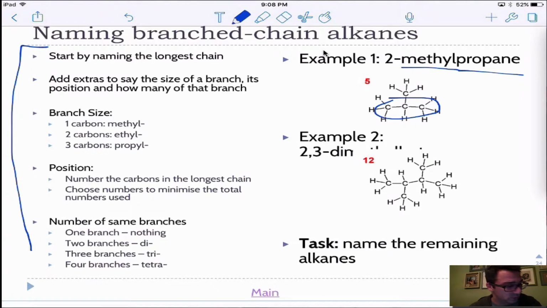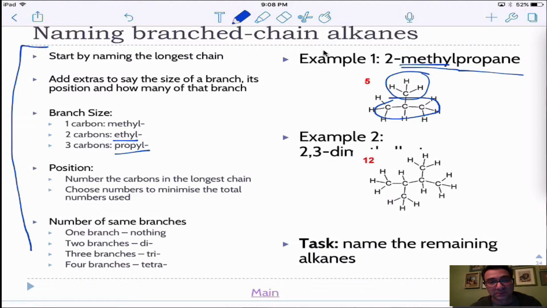But notice there's 1 carbon hanging off of here. That's where the methyl comes from. If it was 2 carbons, it would be ethyl, and 3 would be propyl, and you can have 4 carbons or 5, and that would be butyl or pentyl, but they don't usually do that.